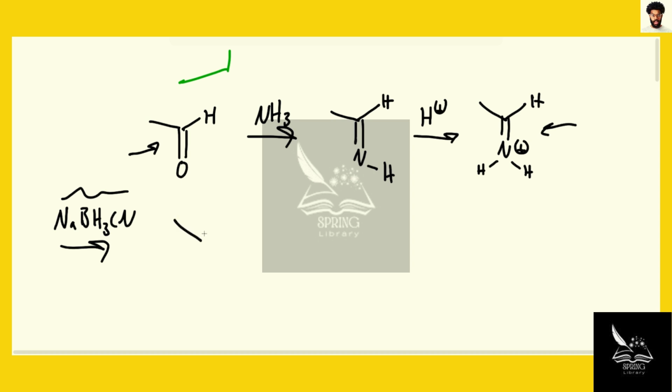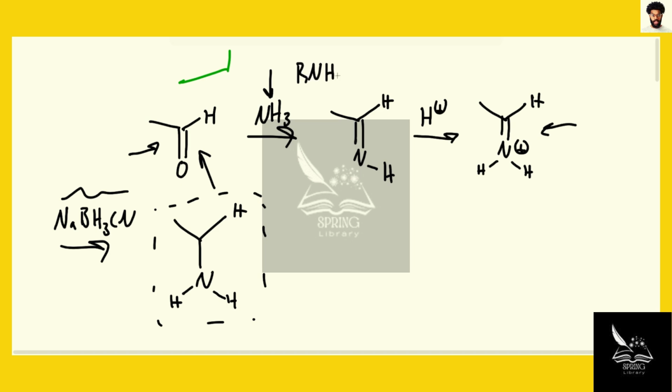And when we're done, we get the following. Okay. Well, now we have this, and we can react it with another molecule, right? Because basically, when we added ammonia here, we could add ammonia or we can add a primary amine. So RNH2 also works. And this is RNH2, right?